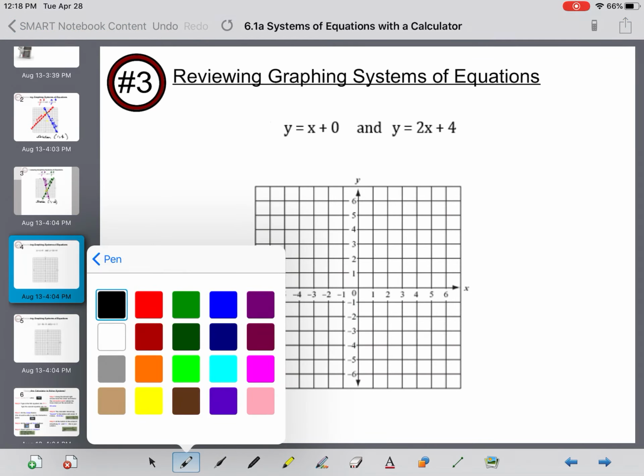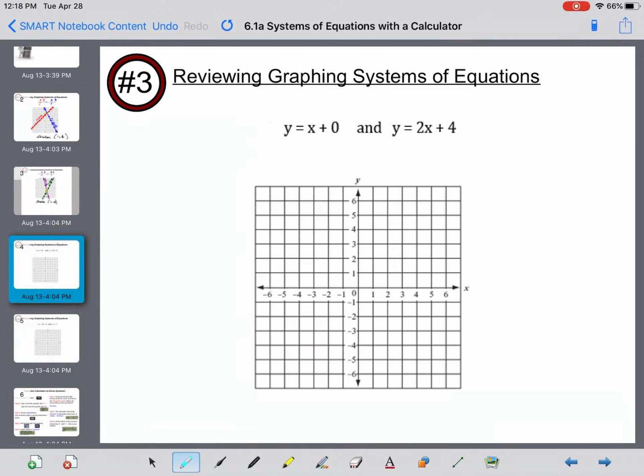Number 3. Let's try and change up these colors a bit. Here we go. Can we see that? Yeah. Cool. Okay. Our m value is 1 over 1. My b value is 0, so we are starting at the origin, and we are going up 1, right 1 each time. Follow that pattern all the way through.